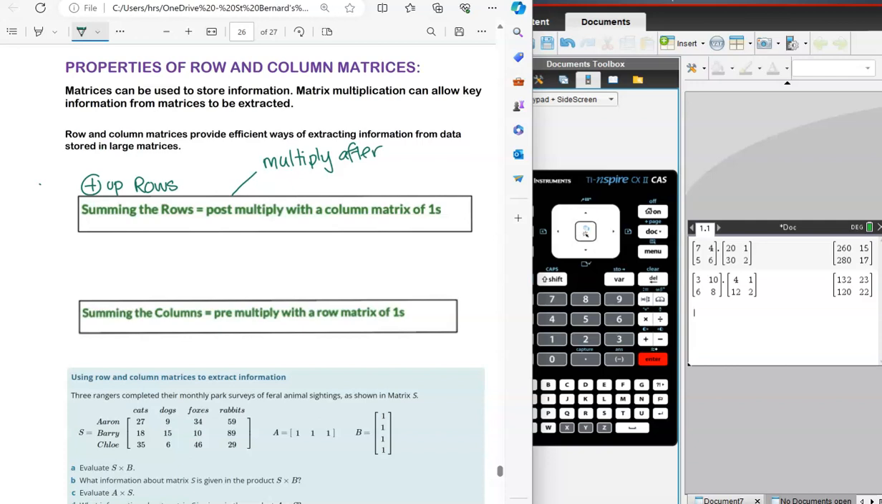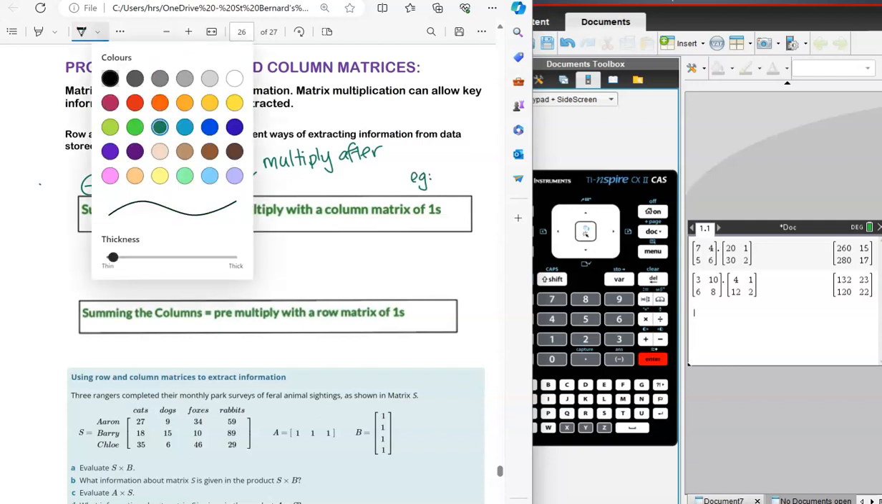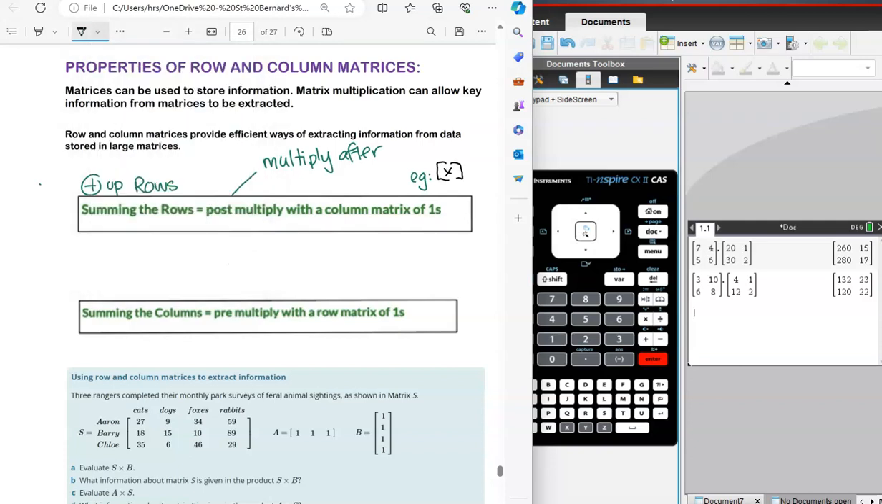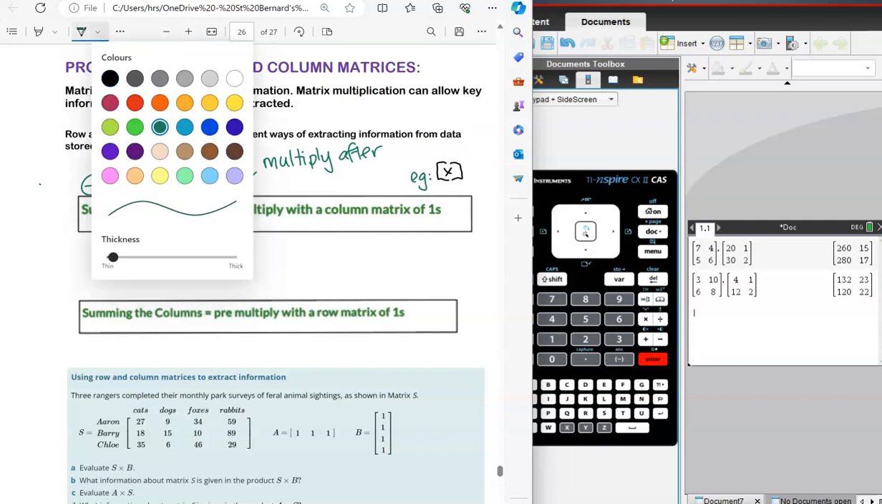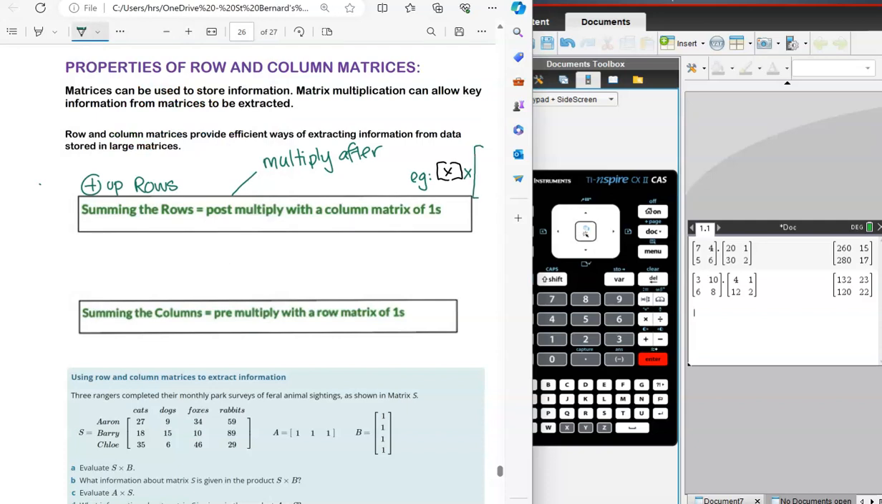So just to give yourself an example, you would have, say, your matrix X, and then you're going to multiply it with a column matrix of ones. If you do that, that will add up the rows. This will add up these rows. Okay, so they'll add up the rows in your matrix before. See how the post multiply is multiplied after.